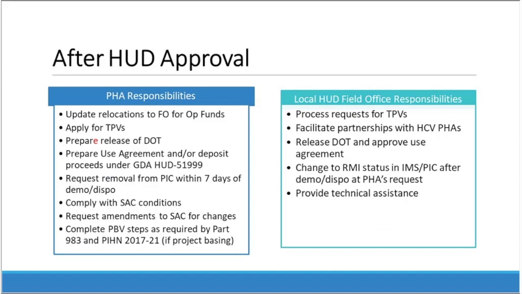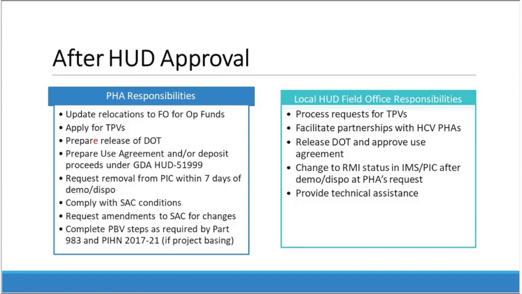My experience is that gets done locally. There's a use agreement prepared. There's the use agreement and the depository agreement that we talked about for the use of proceeds. There's an expectation that the Housing Authority will make the PIC removal request within 7 days of your demo dispo.